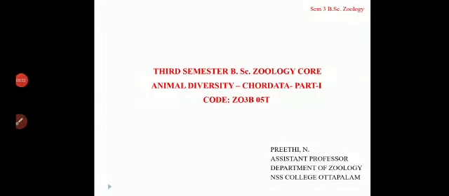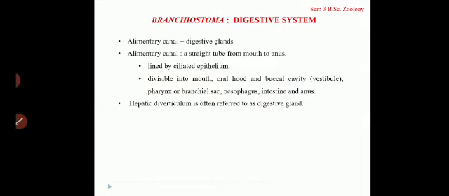Hi everyone. Today we are going to deal with the digestive system of Branchiostoma. The digestive system, as in the case of any organism, is composed of the alimentary canal and digestive glands. The alimentary canal, unlike what we have seen in the case of Urochordata, is a very straight and complete tube which extends from mouth to anus, and all throughout the alimentary canal it is lined by ciliated epithelia, right?